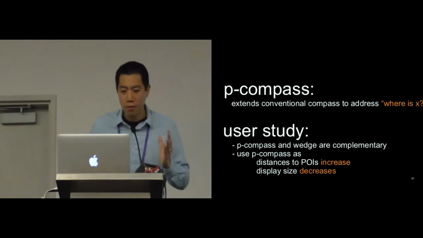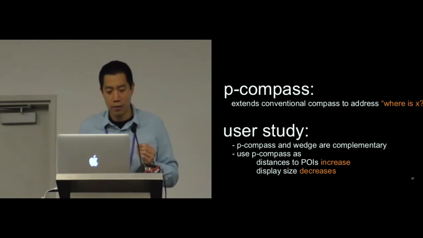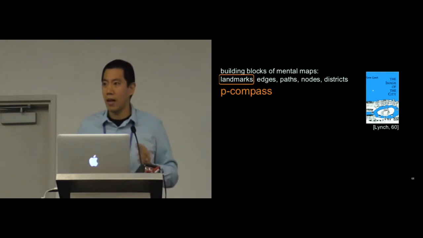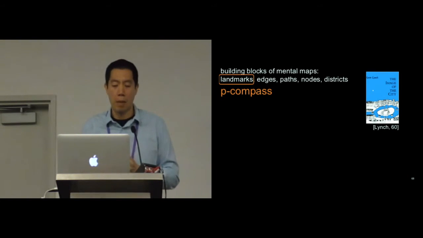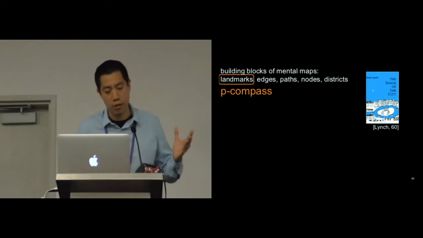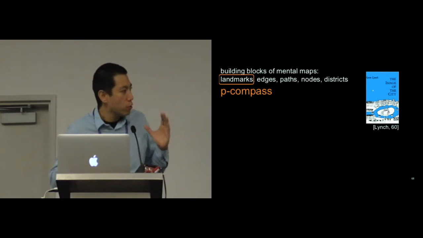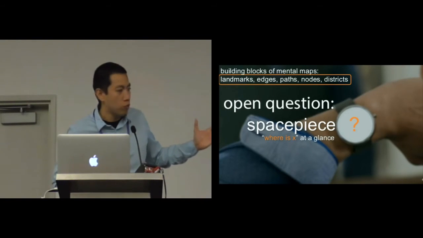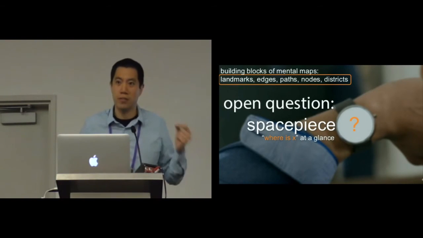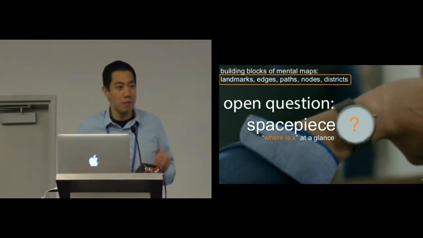So, while working on this project, we realized that there's one interesting question we don't quite know how to answer. So I'll end the talk with this question. In cognitive psychology and urban planning, it is known that there are separate entities that play important roles in humans' mental maps. And P-compass currently takes advantage of landmarks only. By strategically using those building blocks of the mental map, it's possible to create a space piece, a navigational instrument that can answer where X is with a single glance, much similar to how a timepiece can answer what time it is with a single glance. I think this is an interesting question to think about.